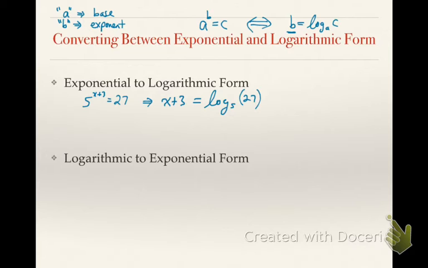Let me give you another example, maybe involving natural logs. If I had e to the 5x is equal to 1/2, again, converting to logarithmic form, the exponent, 5x, is equal to, because we're base e, the natural log of 1/2. Because remember, natural log is the same thing as log base e of 1/2.